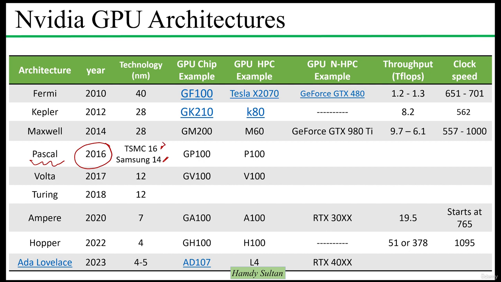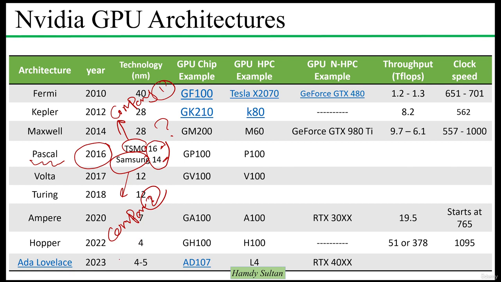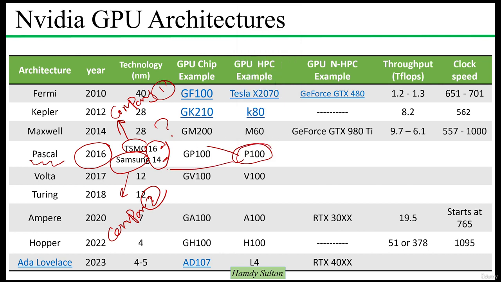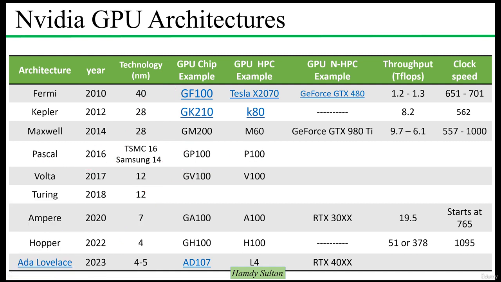So, you might wonder, why do we have two different technologies in the same architecture? It's primarily because various manufacturers in the market had access to different levels of technology at that time. While some could produce GPUs using the more advanced 14 nanometers technology, other companies were still working with the 16 nanometers process. Despite these differences, each company was able to produce GPUs based on the same Pascal architecture but with varying nanometer sizes.